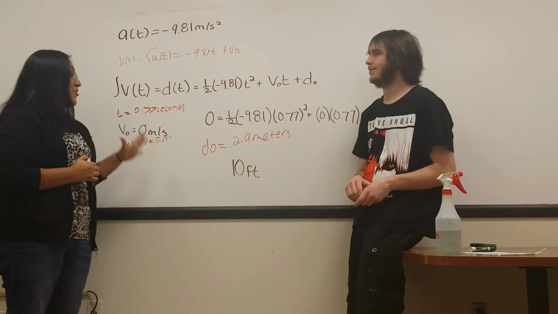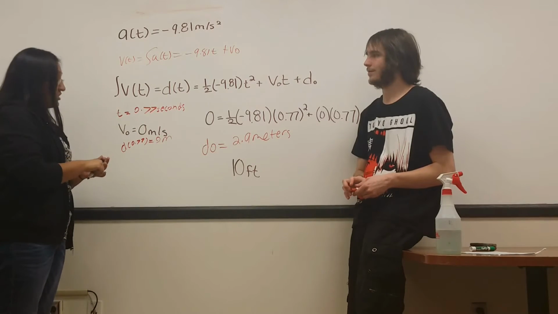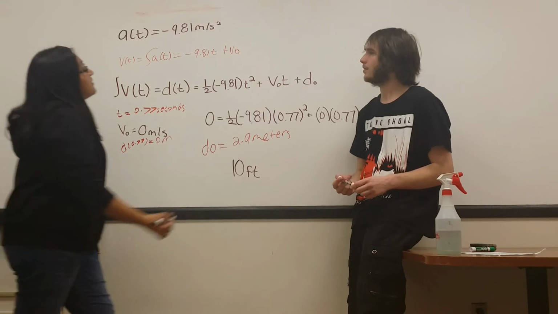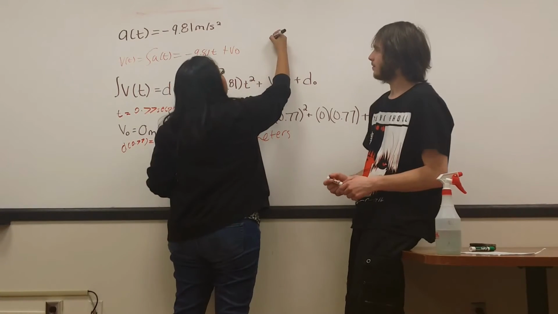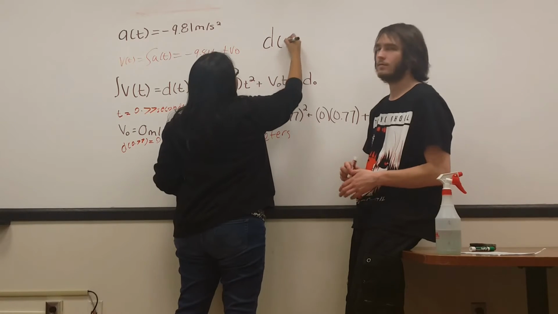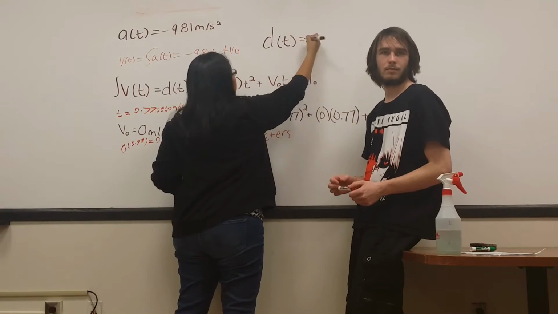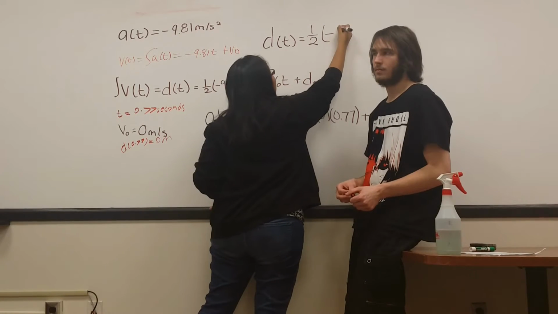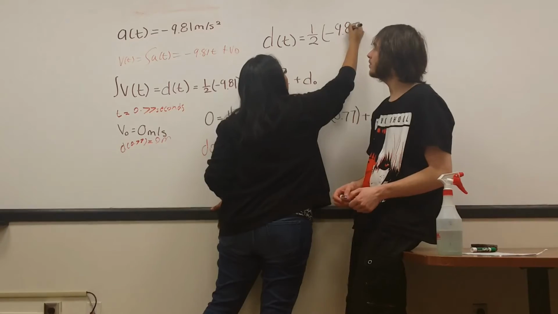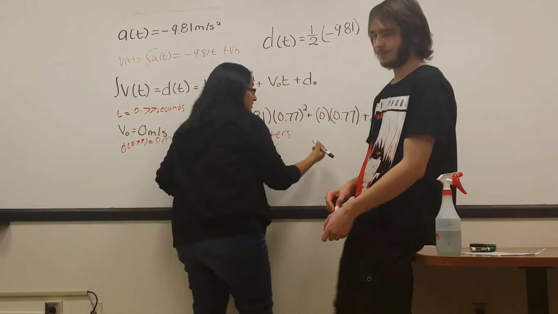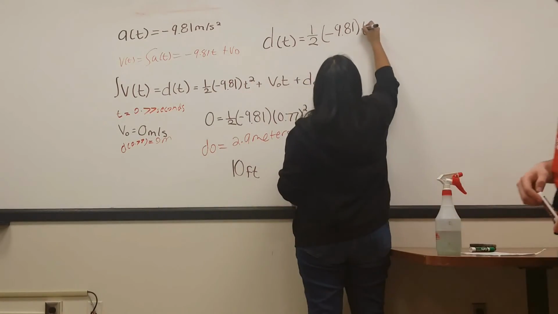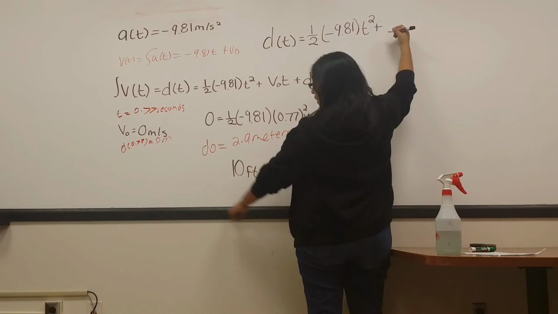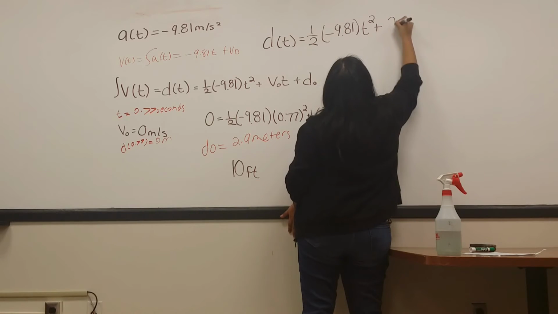So then our overall position function would be d of t equals 1/2 times negative 9.8 t squared plus our initial position, which was 2.9.